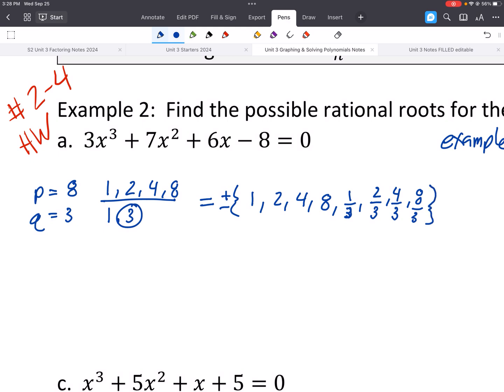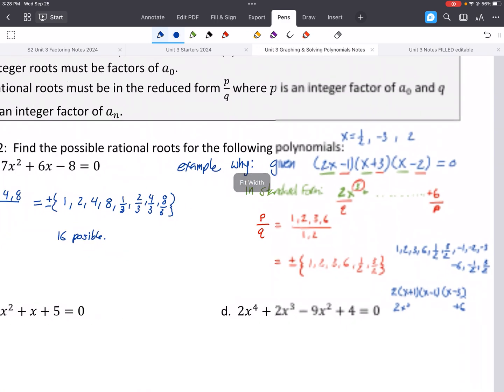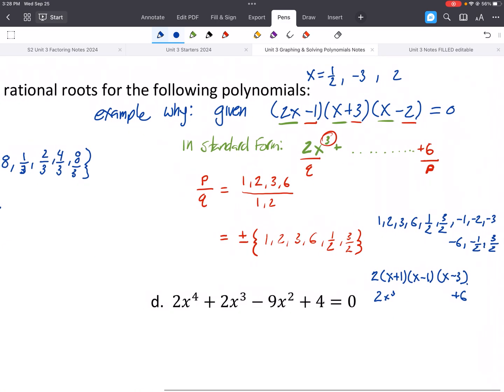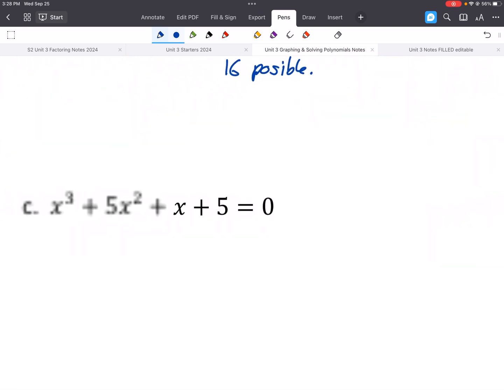So here we have 8 options, but not really. We really have 16. Why? Because we have the plus or minus. So this has 16 possibilities. Or there's 16 possible. Okay. This one over here, I think we wrote all of those out: 1, 2, 3, 4, 5, 6. This would be like 6 possible. Okay. And you're just going to be writing these out.